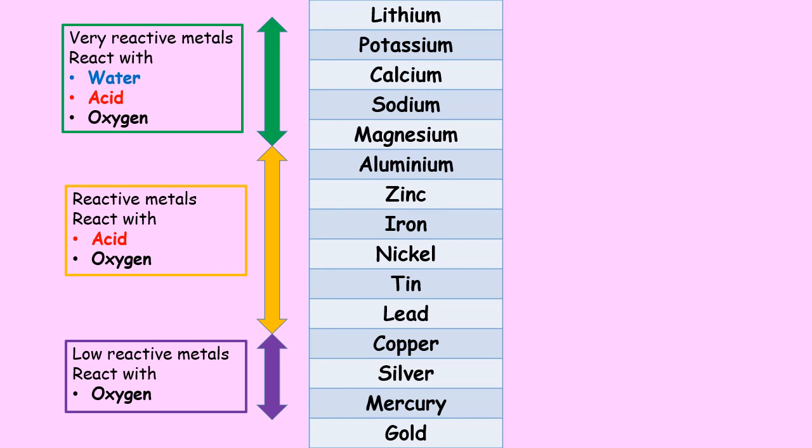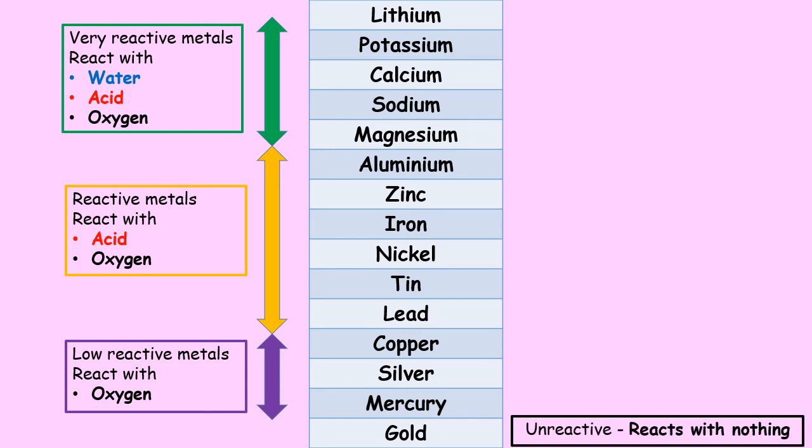copper, silver and mercury, which can react with oxygen to a degree. Mercury doesn't always react with oxygen, you have to put a lot of energy into it. And those are our low reactive metals. And then we finally have gold, which honestly reacts with virtually nothing.